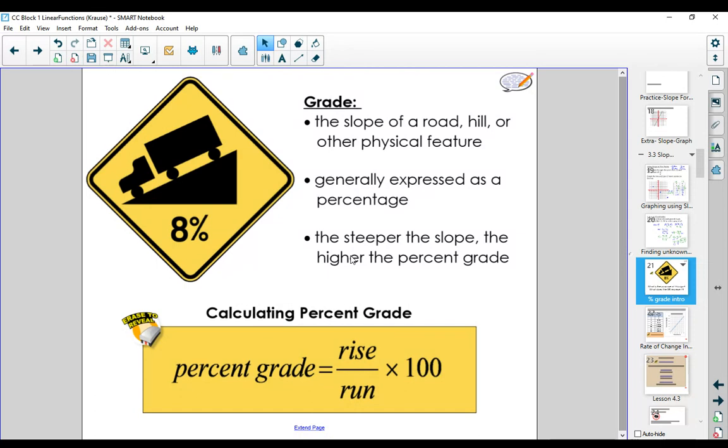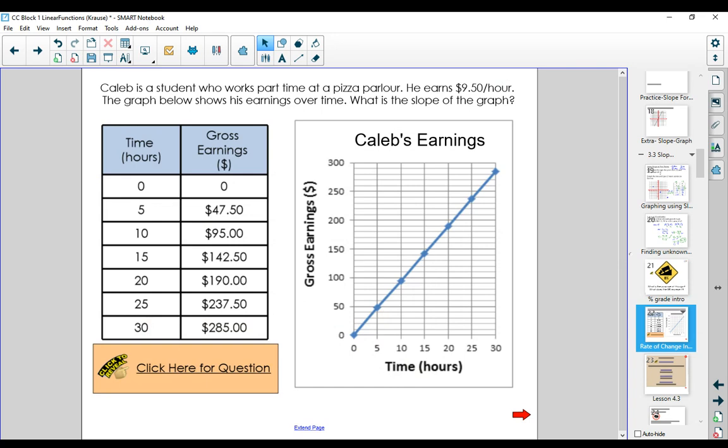We're not going to talk about grade really a lot in 10C. If you were taking Math 20-3, we would talk about this in a little bit more depth. But I wanted you to see an example where slope is used in the real world. All right, so we're going to get into rate of change. And the only difference between what we did yesterday with slope and what we do with slope as a rate of change is we include units.